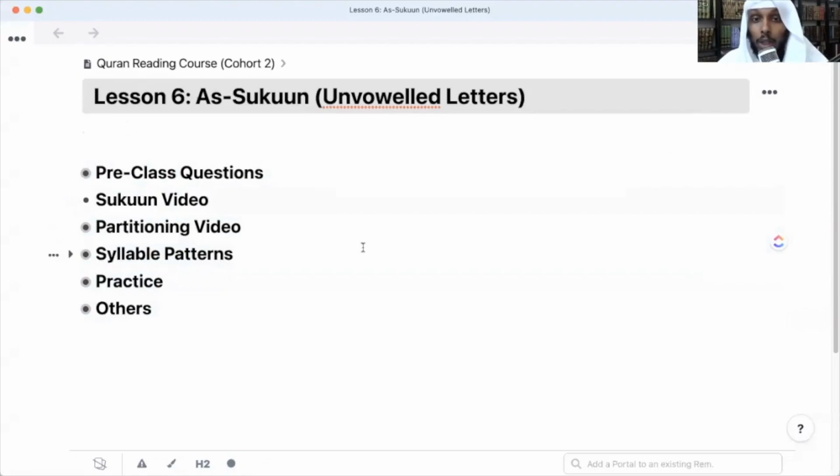And today we will be talking about the opposite of vowels. So last lesson we talked about vowels, and today we're going to talk about the opposite of vowels, inshallah. So today we're going to be talking about what in Arabic is called As-Sukuun. And Sukoon is basically the opposite of Al-Harakat, which is what we did last lesson.